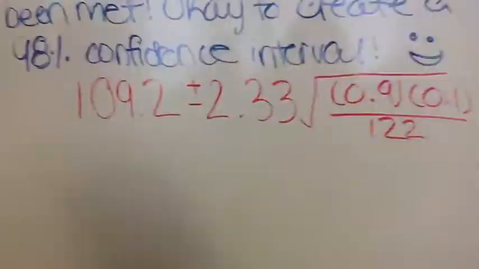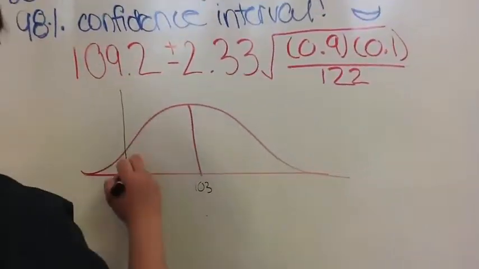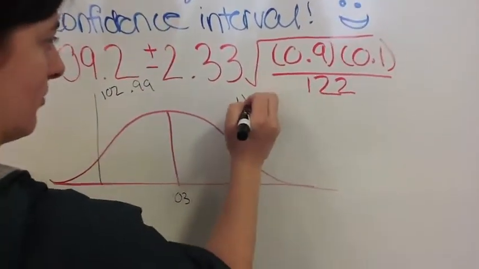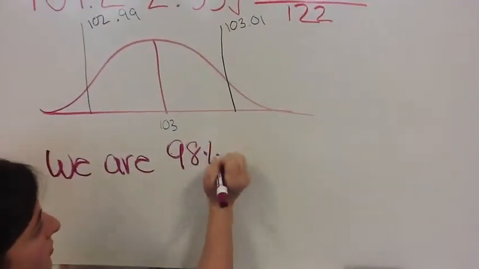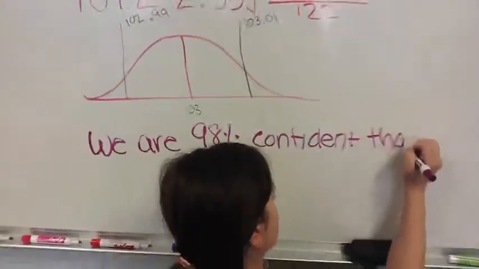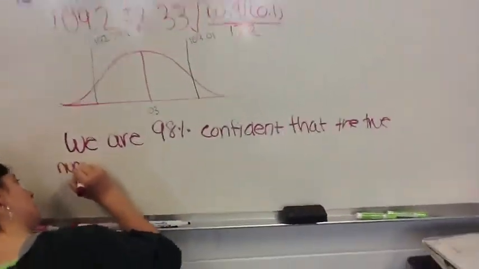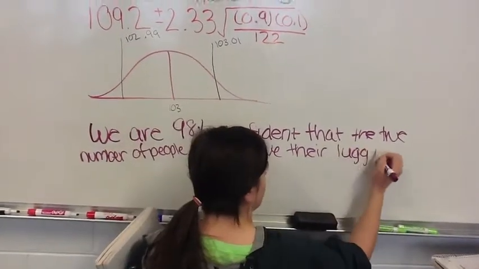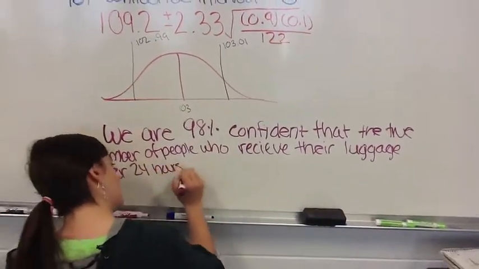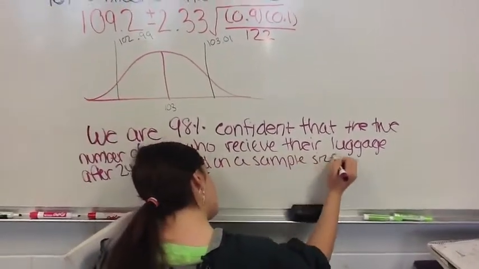109.2 is our expected value, plus or minus 2.33, which is our z-score, times the margin of error, which is the square root of 0.90 times 0.10 over 122. We are 98% confident that the true number of people who receive their bags will be between 102.99 and 103.01.